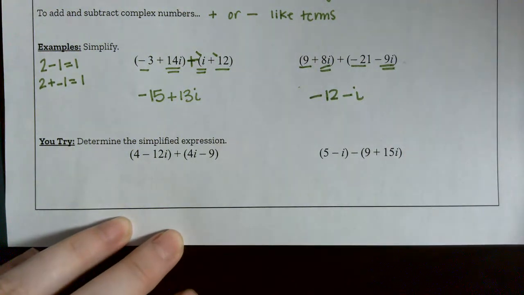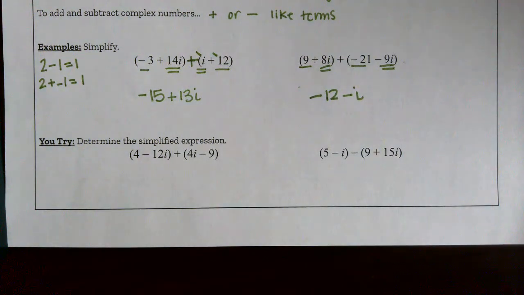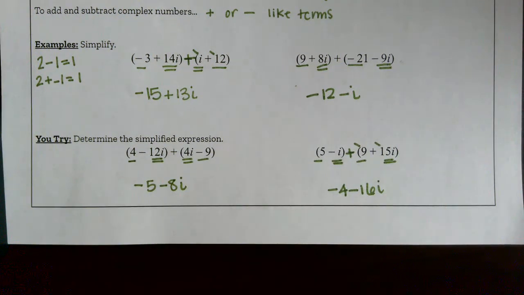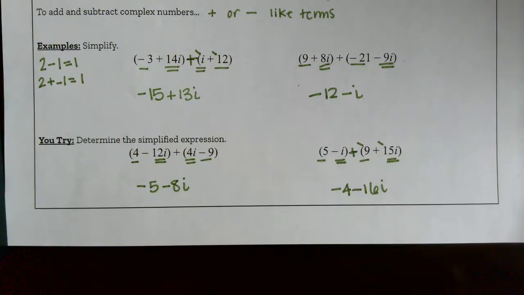Now go ahead and pause and do the two you-tries, and then push play when you're ready to see the answers. And there we go. We have our answers for each. Notice in the subtraction one, I changed it to addition and then changed the sign of both things that came after.